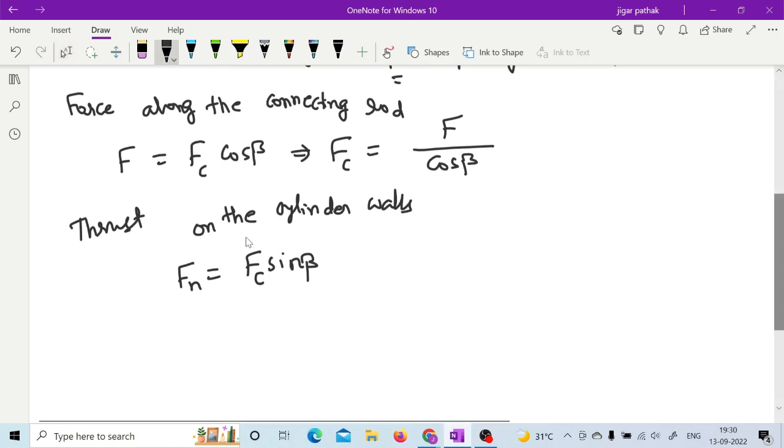Okay. So here actually the thrust on the cylinder walls can be given by Fc sine beta.